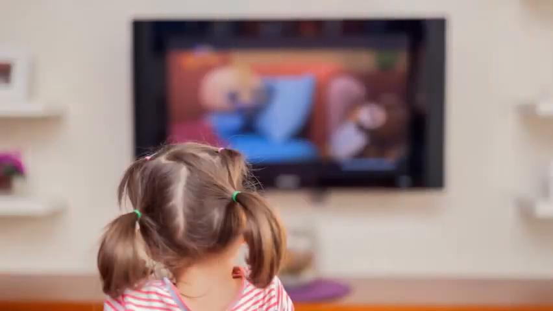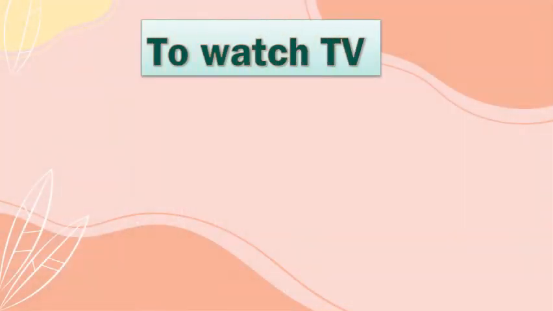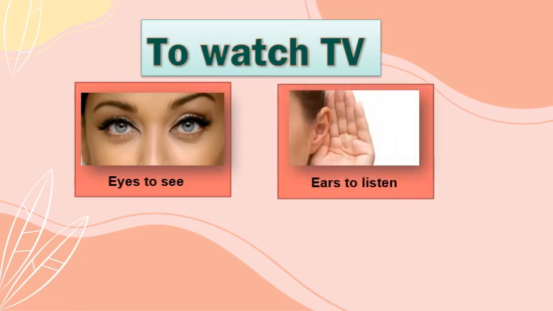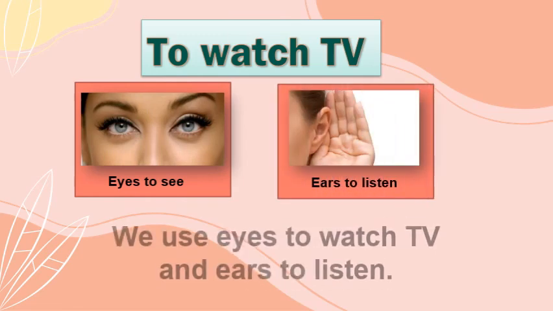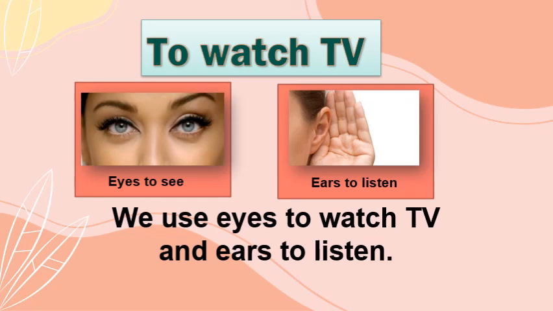Third example, we have here watching TV. In watching TV, we use our eyes and also our ears. We use the eyes to watch the TV program and ears to listen.